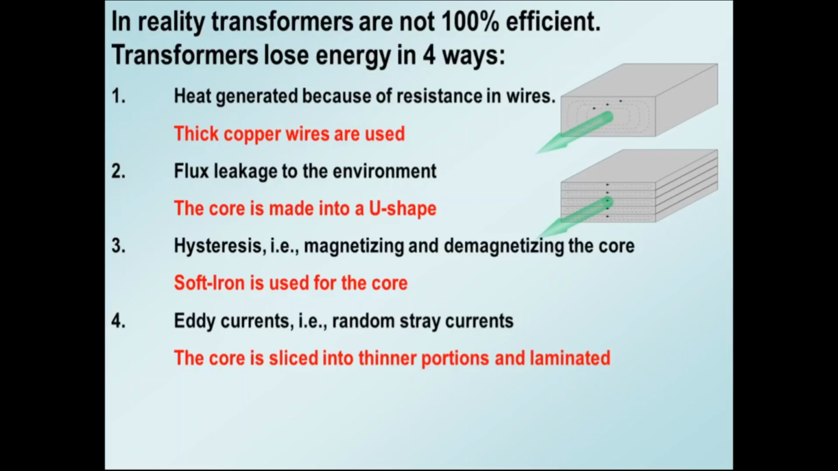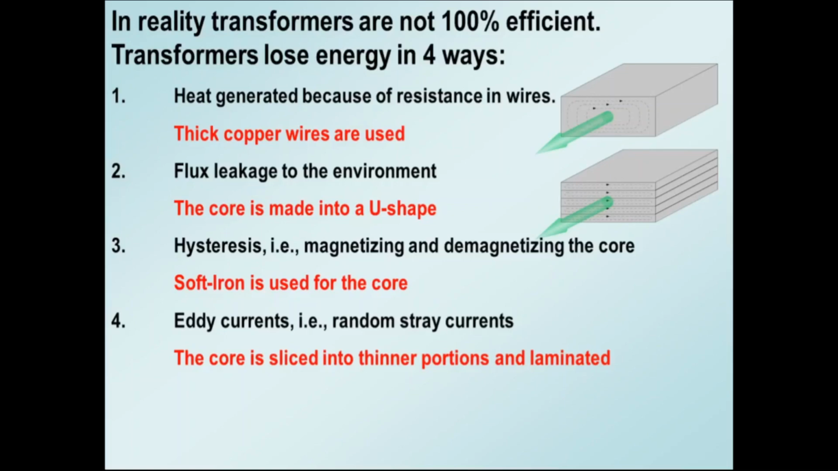The third way, hysteresis, which is the process of magnetizing and demagnetizing the core. So to minimize that energy loss, engineers use a soft iron core. Why iron instead of steel? As we had previously learned, iron has a high permeability and a low retentivity, which means that it makes for a good temporary magnet because it is easy to magnetize and just as easy to demagnetize. If steel was used instead, then it would take a lot of energy to magnetize the steel and demagnetize the steel. But since iron is used instead, you don't use a lot of energy in doing that.